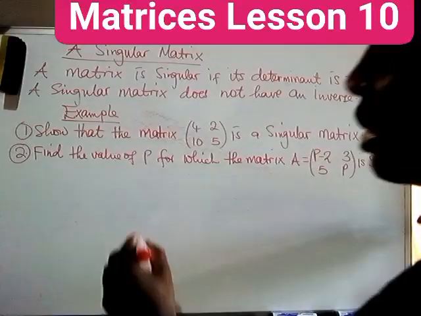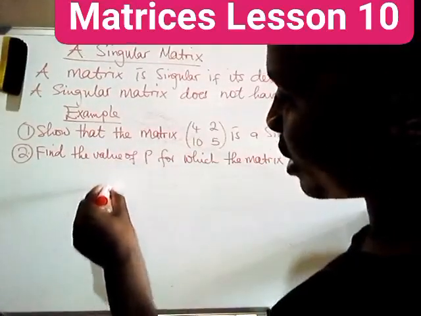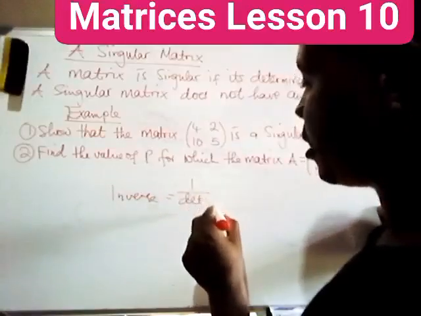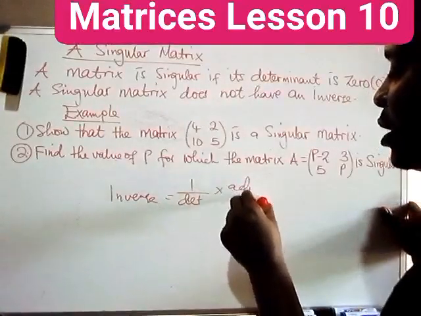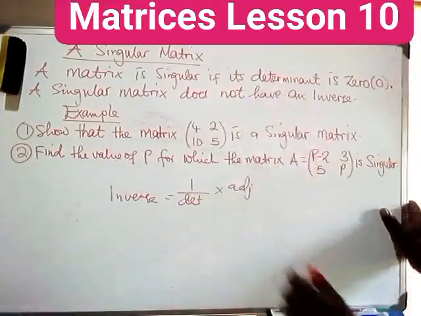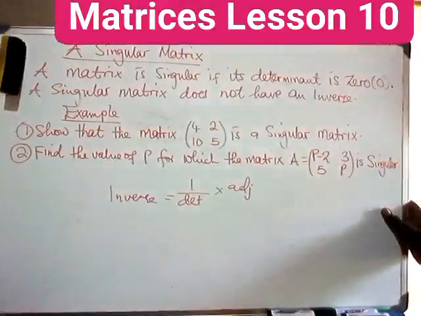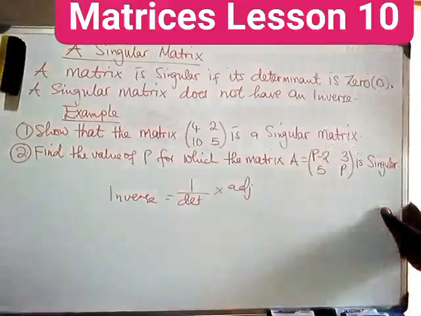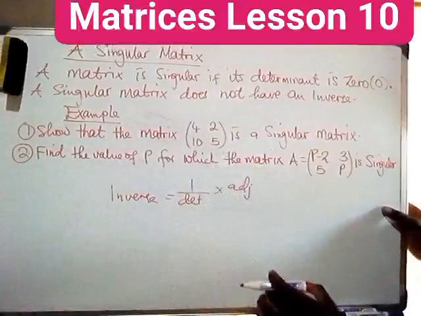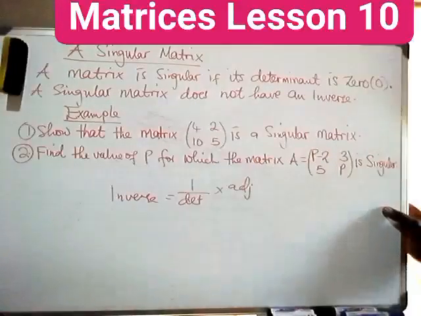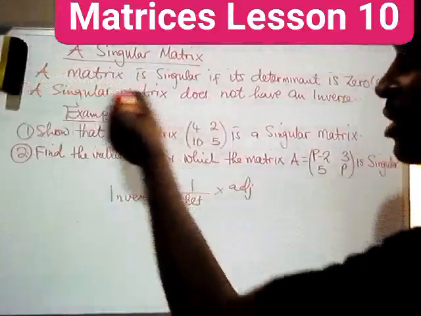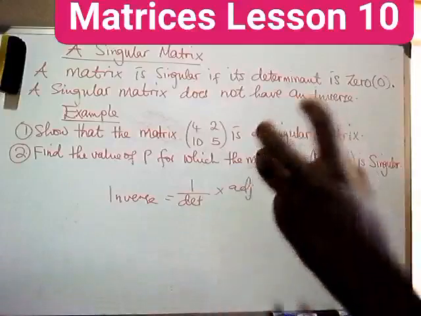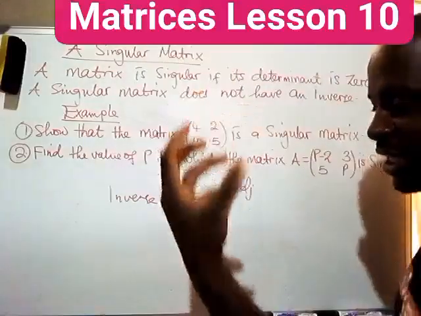Why? Because we learned that to find the inverse of any matrix, we say 1 over its determinant, then multiplied by its adjoint, the adjoint of the same matrix. Now if the determinant is 0, then we're going to have 1 divided by 0. The answer is undefined. Then the undefined answer multiplied by the adjoint, it is not possible to find the answer. So a singular matrix does not have an inverse. It's not possible to find the inverse because the determinant of a singular matrix is 0.